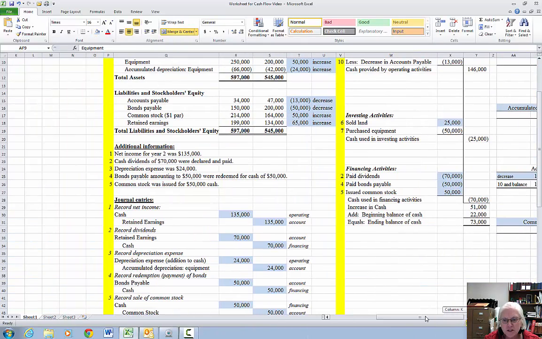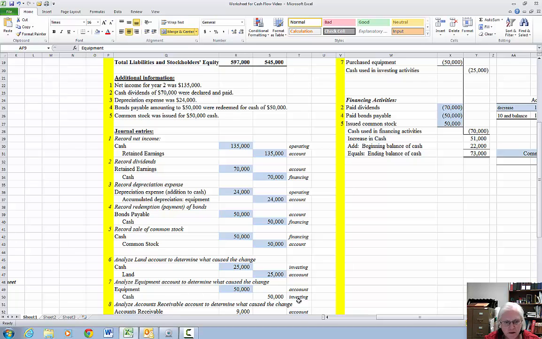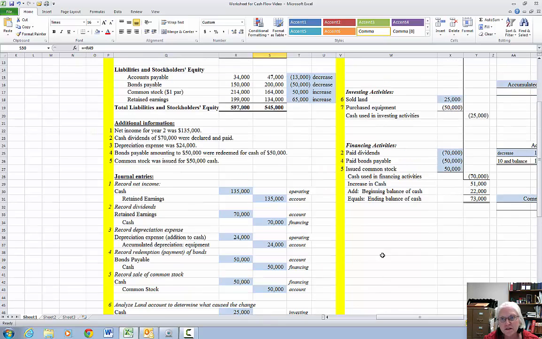And then the cash on that equipment account. This blue really helps me find my place. I'm glad we're doing this. So we're going to credit cash when we purchase equipment. Equipment is a long-term asset, so it goes in the investing section. Purchase equipment, $50,000.